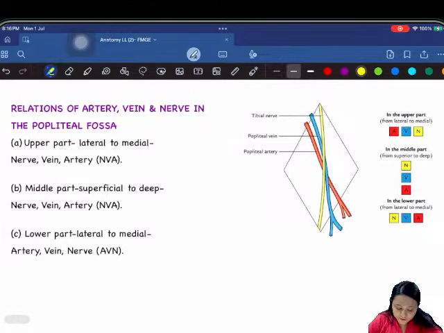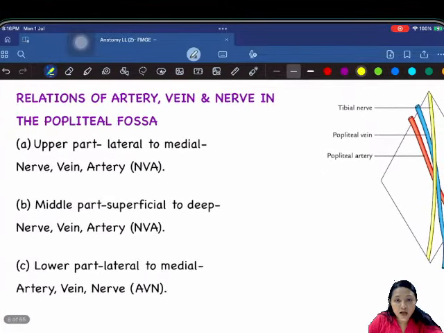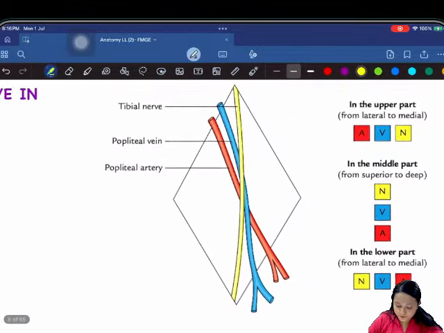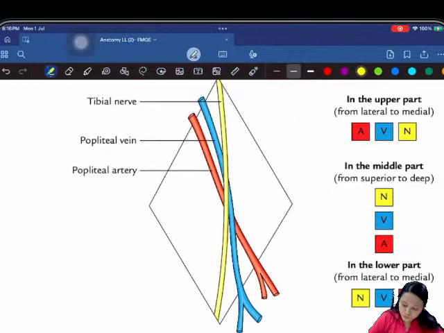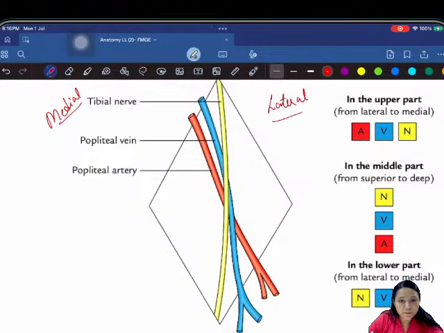Now there are certain relations of the artery, vein and nerve in the popliteal fossa. Now if you don't want to remember the mnemonics, I will just explain in the fossa. It's very easy to remember. This is the medial aspect, and this is the lateral aspect. Now just try to remember that the popliteal artery will traverse from medial to lateral. As you can see, the popliteal artery is traversing from the medial to the lateral.